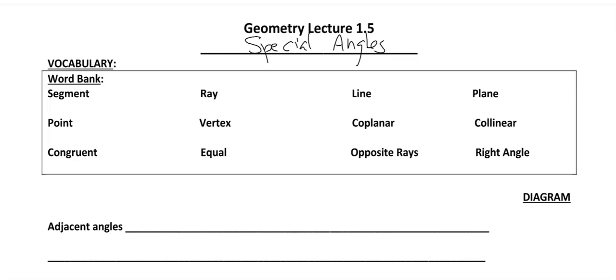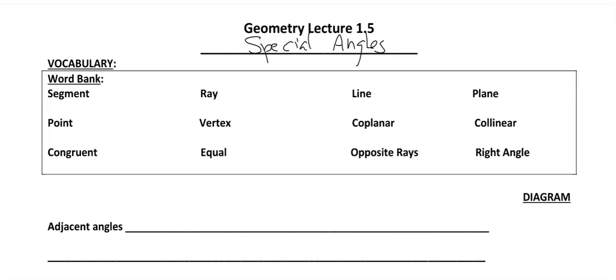Coplanar are going to be points such that a line could be created to contain all of them. Actually, it's a plane, so a plane could be made to contain all of your points or lines or whatever you're talking about. Collinear means points such that a line can be created to contain all of them. So just make sure you guys know these. It's important to know the precise descriptions of these figures.